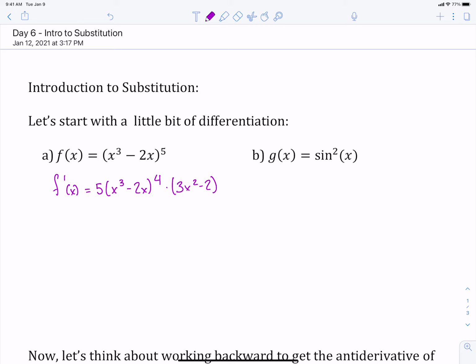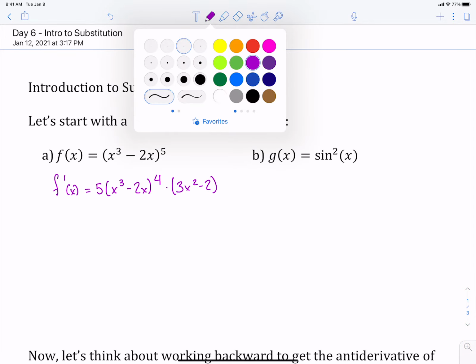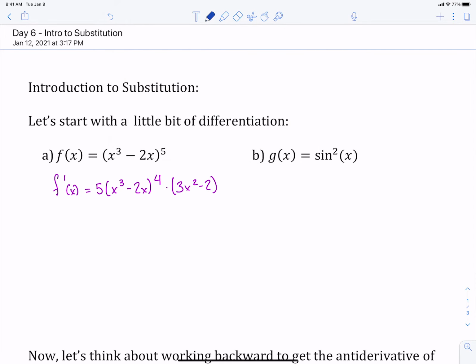There's not really any simplification that we need to do at this point. You could distribute the 5 through to the 3x squared minus 2, but it's not going to do anything for us, so we're not going to do that. Taking a look at g of x, a reminder with this one that when we write that squared by our sine function, that is that sine function being squared. So its derivative would be 2 times sine of x, taking the derivative of the squared part on the outside, leaving the inside function alone, and then times the derivative of our inside function.